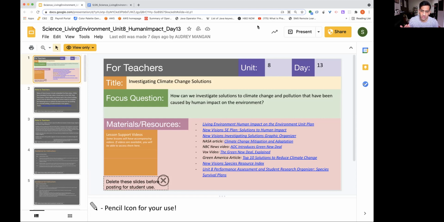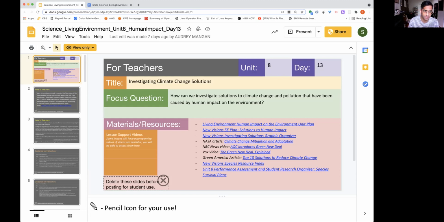Okay, this brings me to the support that I set up and the focus question for today. This is part of the human impact on the environment unit, our final unit for living environment. The focus question here is, how can we investigate solutions to climate change and pollution that have been caused by human impact on the environment? And when we say investigate solutions, we're talking about understanding the pros and cons of different approaches. Climate change is such a large phenomenon that there are so many different ways to positively impact it and try to reverse it, and we need to vet all of those different ideas.